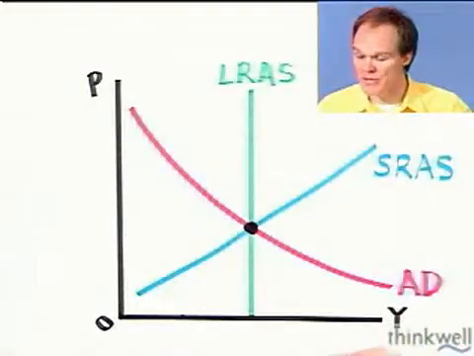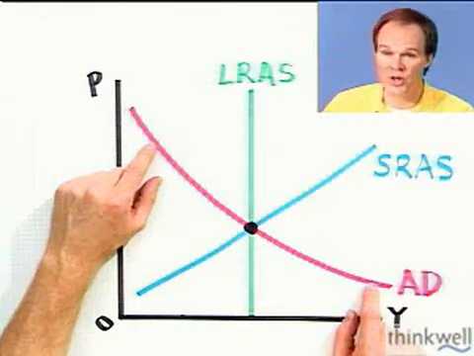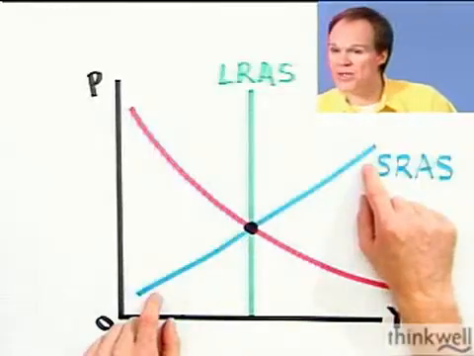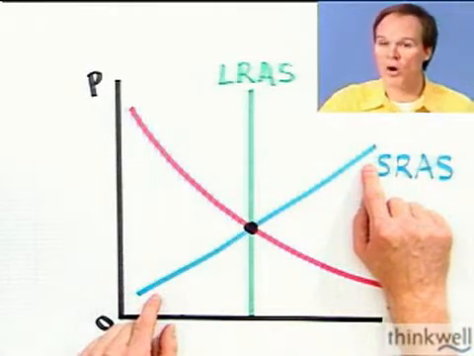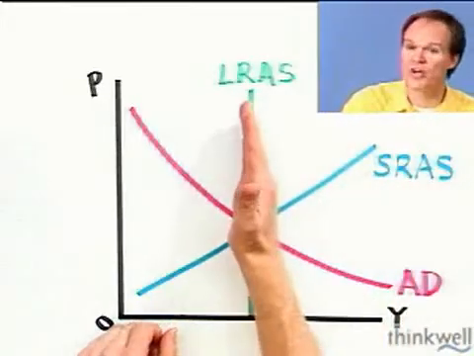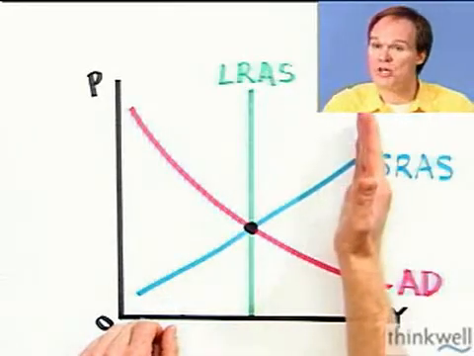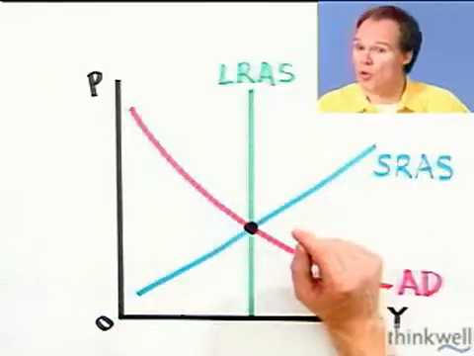Now, when you look at this model, you can see that there are only three things that we can shift. We can shift the aggregate demand curve to represent a change in planned spending in the economy. We can shift the short-run aggregate supply curve to represent a change in expectations or a change in long-run aggregate supply. And finally, we can shift the green curve itself. And anytime we shift the green curve to represent a change in the economy's potential output, we have to take the blue curve with it.